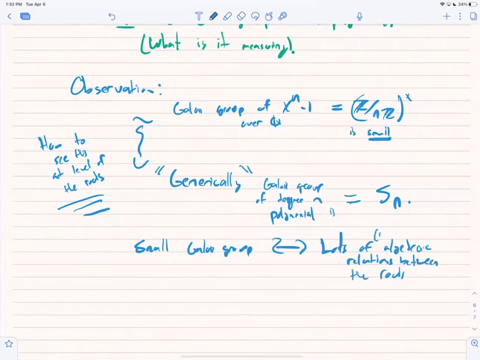And really sort of unexpected, because there are certain relations between the roots that will always be there. I'll make that precise in a second. So the relations are satisfied sort of generically between the roots of any degree n polynomial. But then the roots of x^n minus 1 satisfy lots more relations.